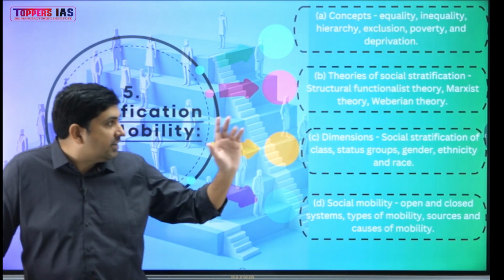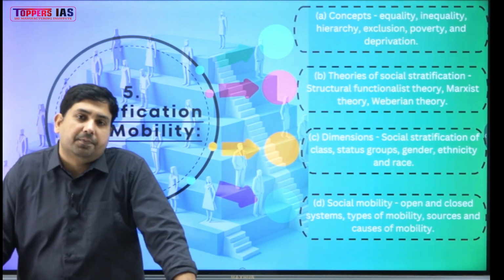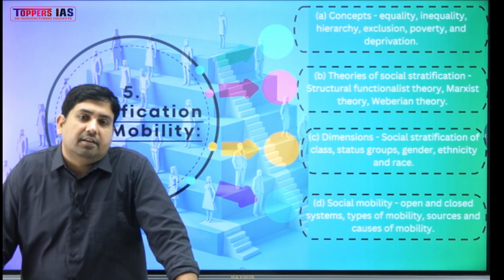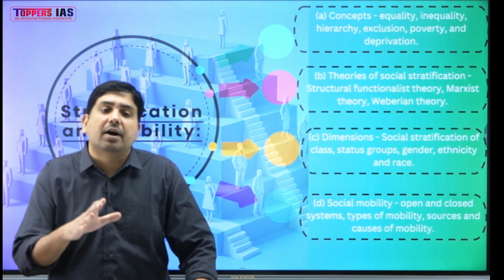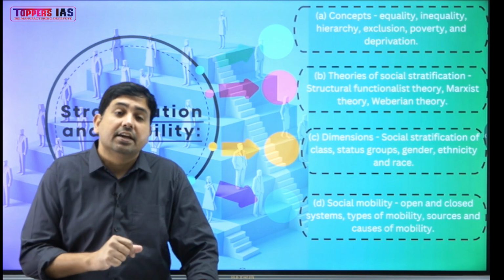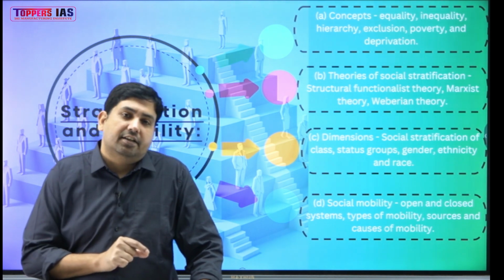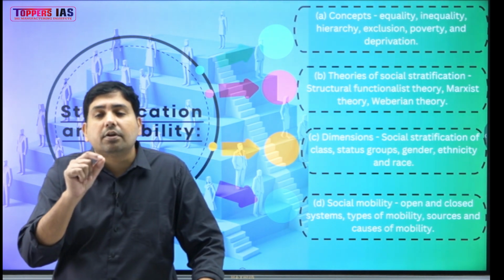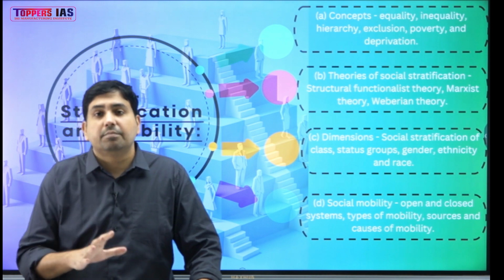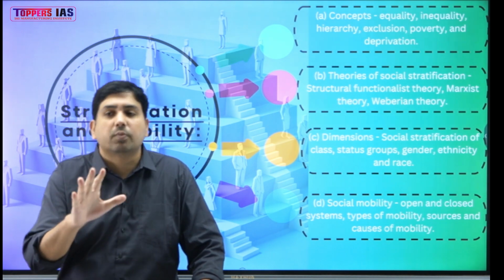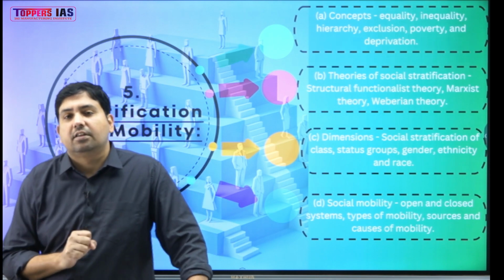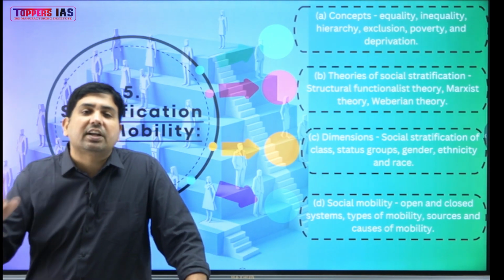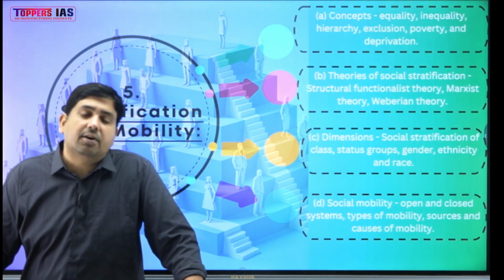Then there is Weberian theory, Max Weber's theory. Now Max Weber actually counters Karl Marx and says his main idea is that stratification is not just about economics, meaning class. It's not about only money. Economy was the main focus of Karl Marx. So Weber says no, it's not about only economy or class.